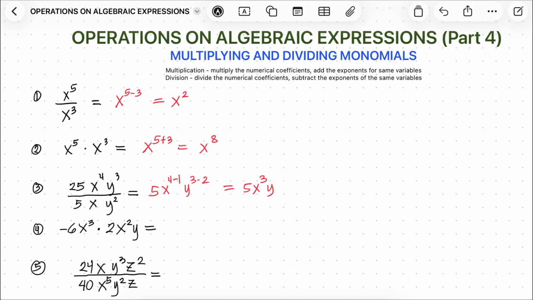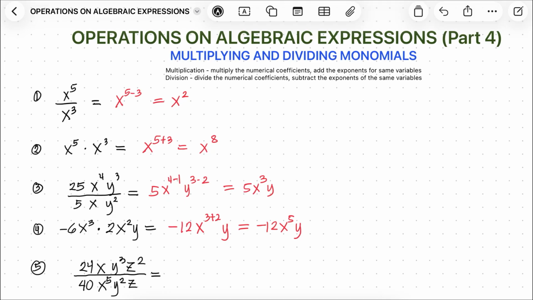Okay, so next, number 4, we have negative 6x raised to 3 times 2x squared y. So negative 6 times 2, multiply the numerical coefficients. That gives us negative 12. And then x, we're going to add the exponents since it's multiplication. So 3 plus 2. And then there is no y on the first monomial, so we will just copy that out. So our final answer would be negative 12x raised to 5 y.